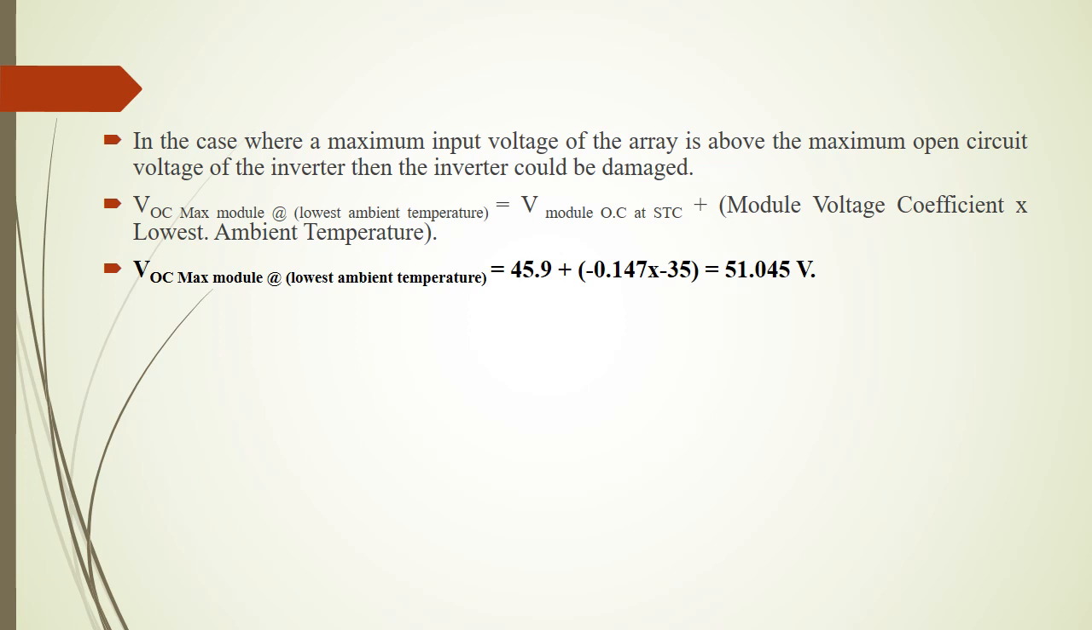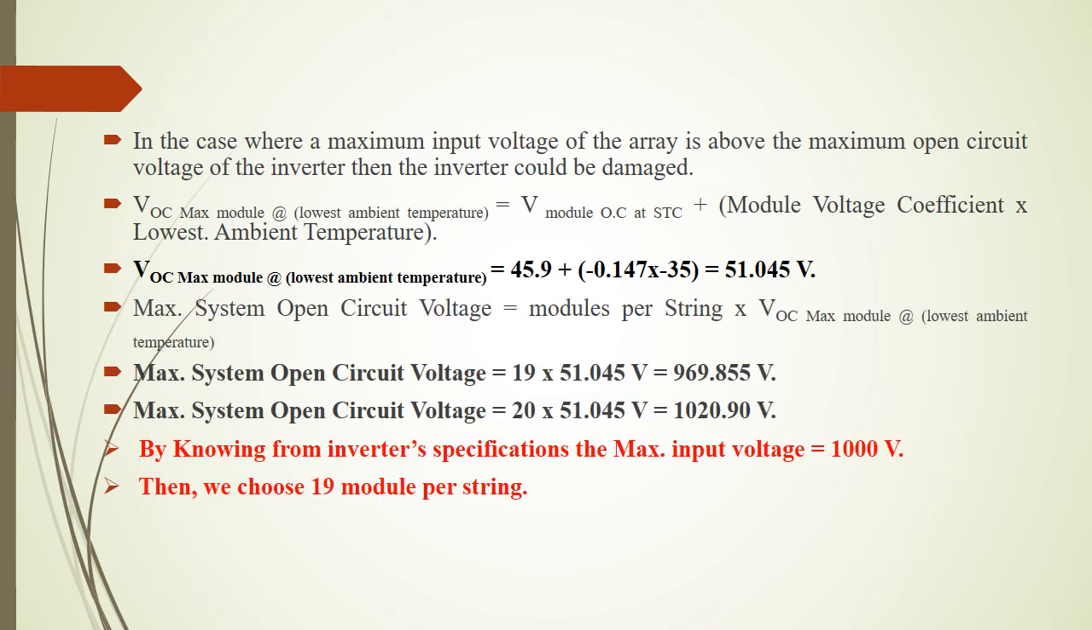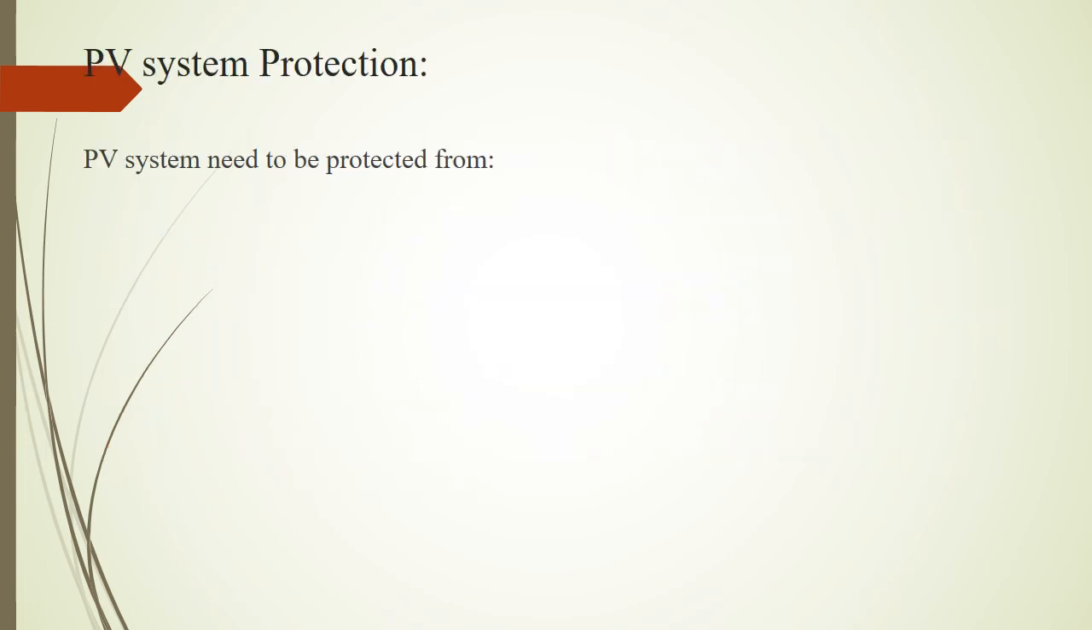Now we find the value of the open circuit voltage of the PV panels at the lowest temperature, to check which is suitable as a configuration, 19 panels or 20 panels per PV string, considering the maximum DC input voltage of the inverter from the inverter's specifications, which is 1000 volts. Then we find that 19 panels per string is the best option because the open circuit voltage of 960 volts is less than 1000 volts.